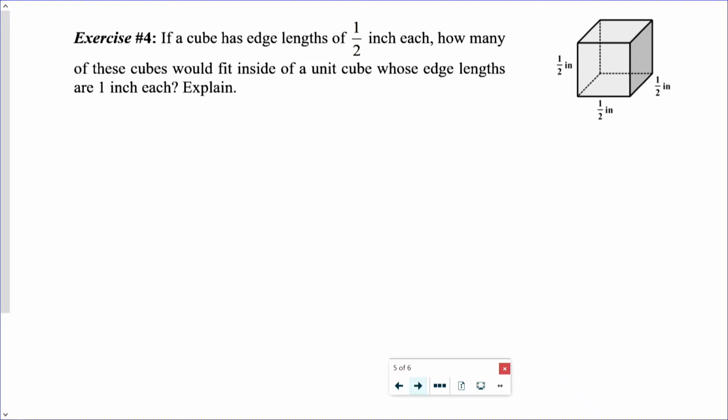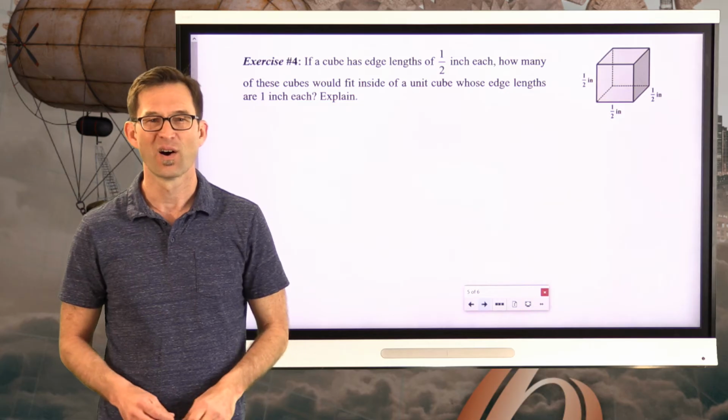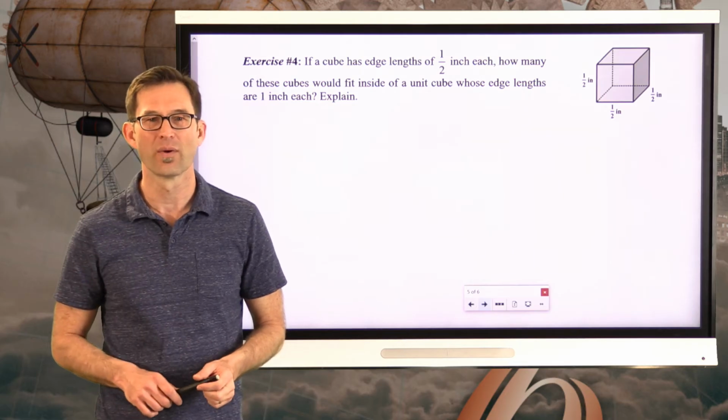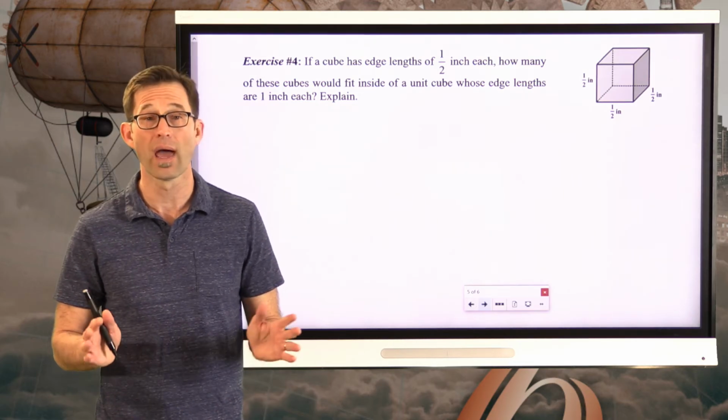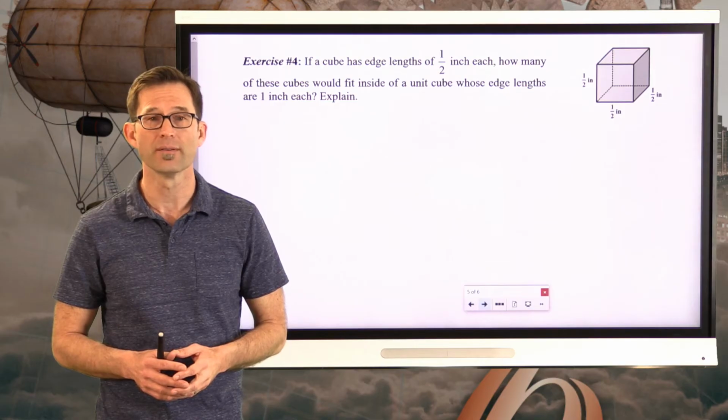Exercise number 4. If a cube has edge lengths of 1/2 inch each, how many of these cubes would fit inside of a cube whose edge lengths are 1 inch each? Explain. All right, I want you to play around with this problem on your own. Pause the video now and take up to maybe 5 minutes with it.